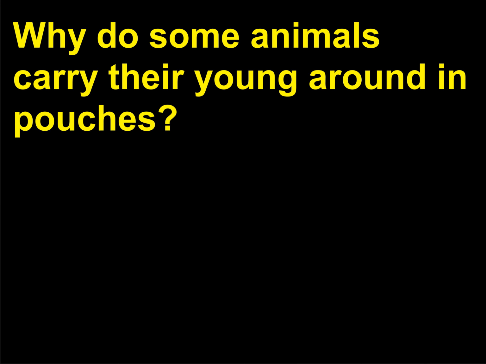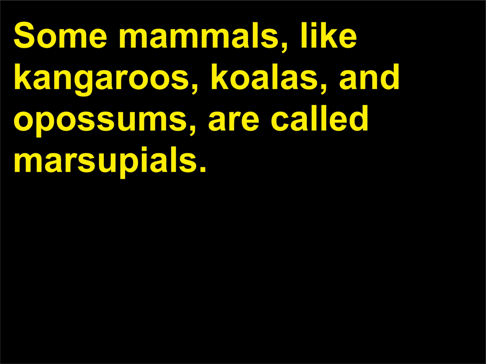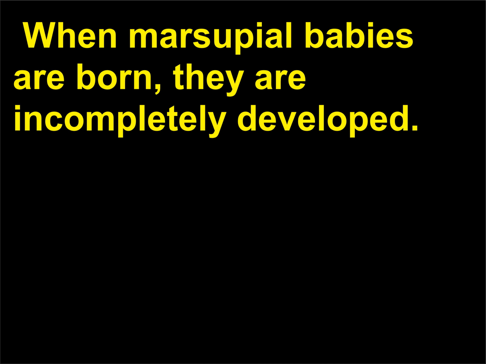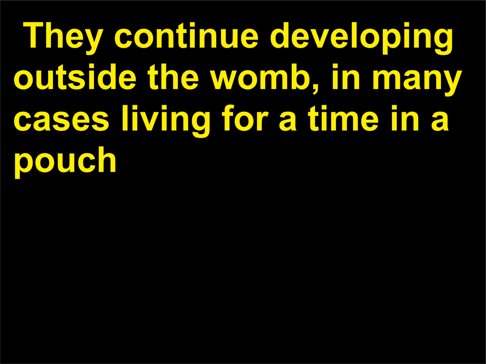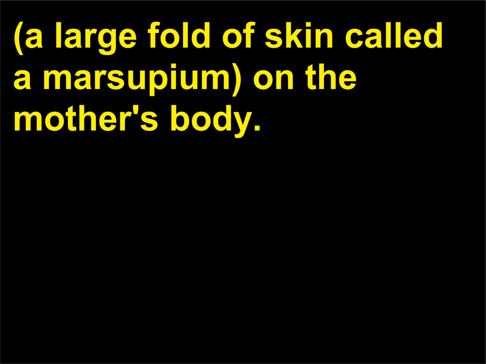Why do some animals carry their young around in pouches? Some mammals, like kangaroos, koalas, and possums, are called marsupials. When marsupial babies are born, they are incompletely developed. They continue developing outside the womb, in many cases living for a time in a pouch, a large fold of skin called a marsupium, on the mother's body.